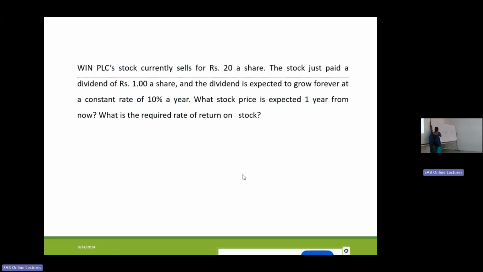D1 is equal to 1 into 1.1, divided by required rate of return, which is not there, but constant growth rate is 10%. So now solve this formula for the required rate of return. You can solve it mathematically, using cross multiplication to solve for R.